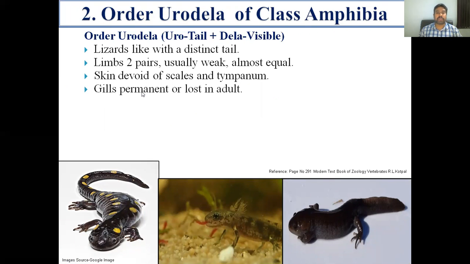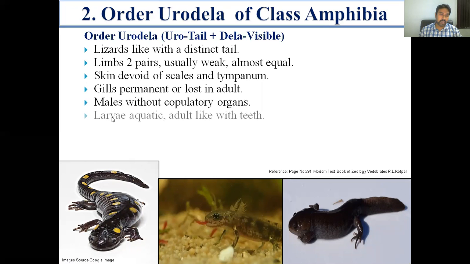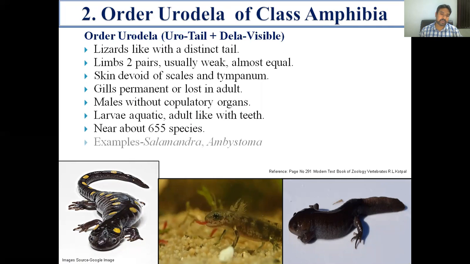The gills are permanent or lost in the adult. In some adults, for example in the case of mud puppy, the external gills are present in the adult form also. The males are without a copulatory organ. The larva is aquatic, the adult is carnivorous with teeth, and they are represented by about 655 species. The examples are Salamandra and Ambystoma.